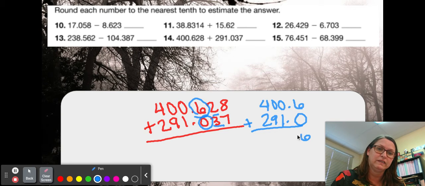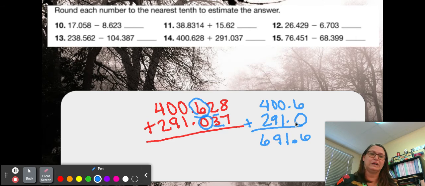Now I need to add these up. 6 plus 0 is 6. 0 plus 1 is 1. 0 plus 9 is 9. 4 plus 2 is 6. And I need to bring my decimal point down. Very important. We are done with this one.